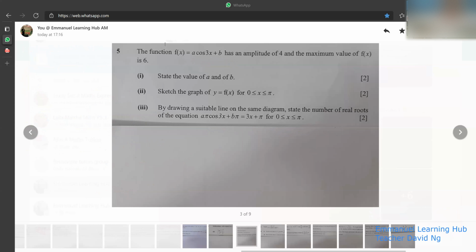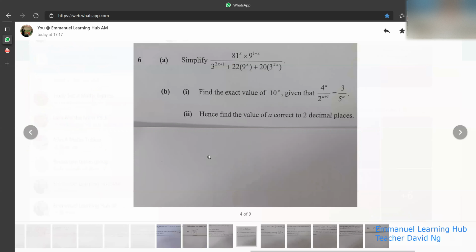Okay, question 6. The whole question you couldn't do? Actually, only for B part 2. B part 2, yeah. Is it linked? 6A okay lah. Sorry, yeah. Because you wrote question 6, I assume it's the whole question.